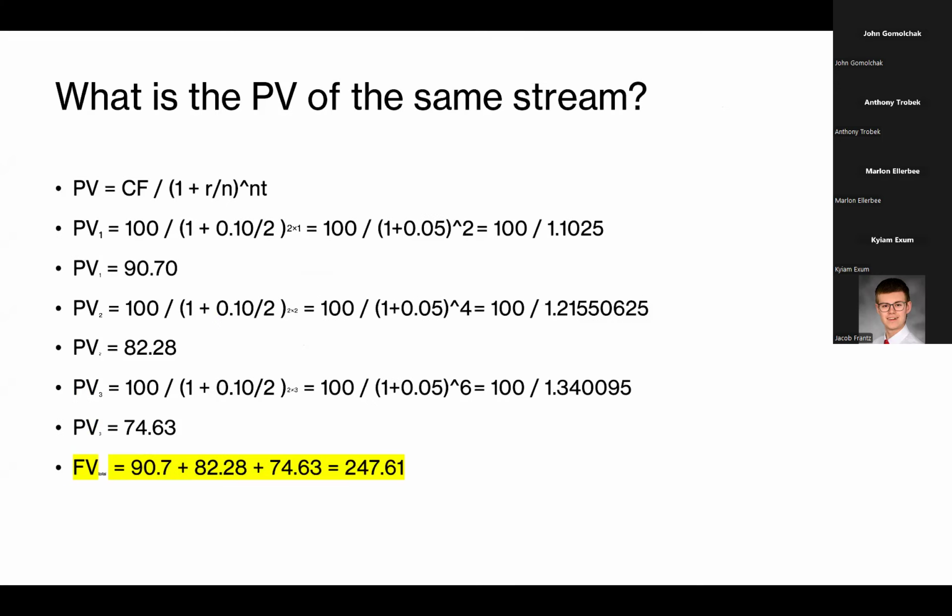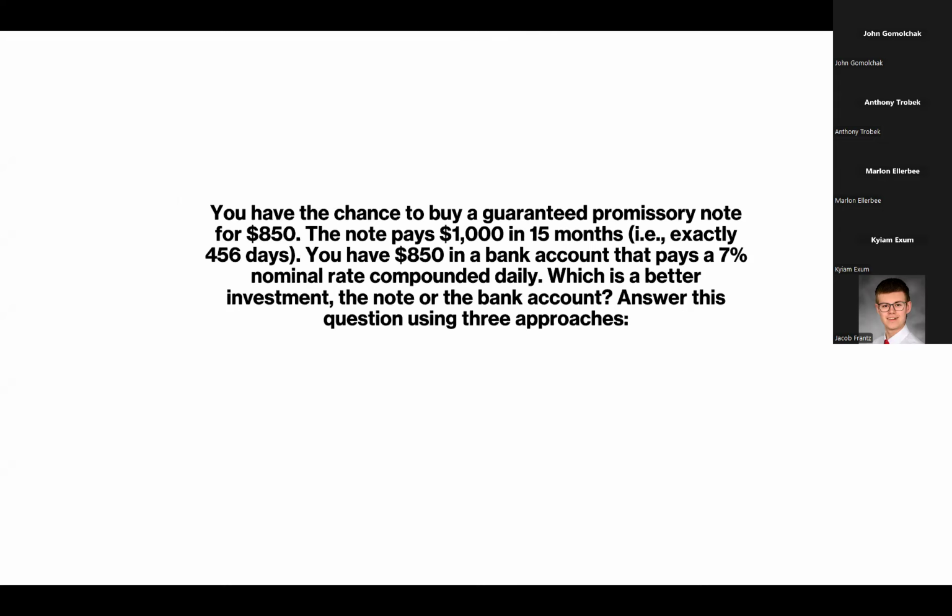So next one is, what is the PV of the same stream? So now you're calculating the present value, and you use the present value formula, and you calculate the present value for year one, which is PV1, and you get 90.70. Do the same thing for PV2 and PV3, and then you add them all together for the PV total of 247.61.